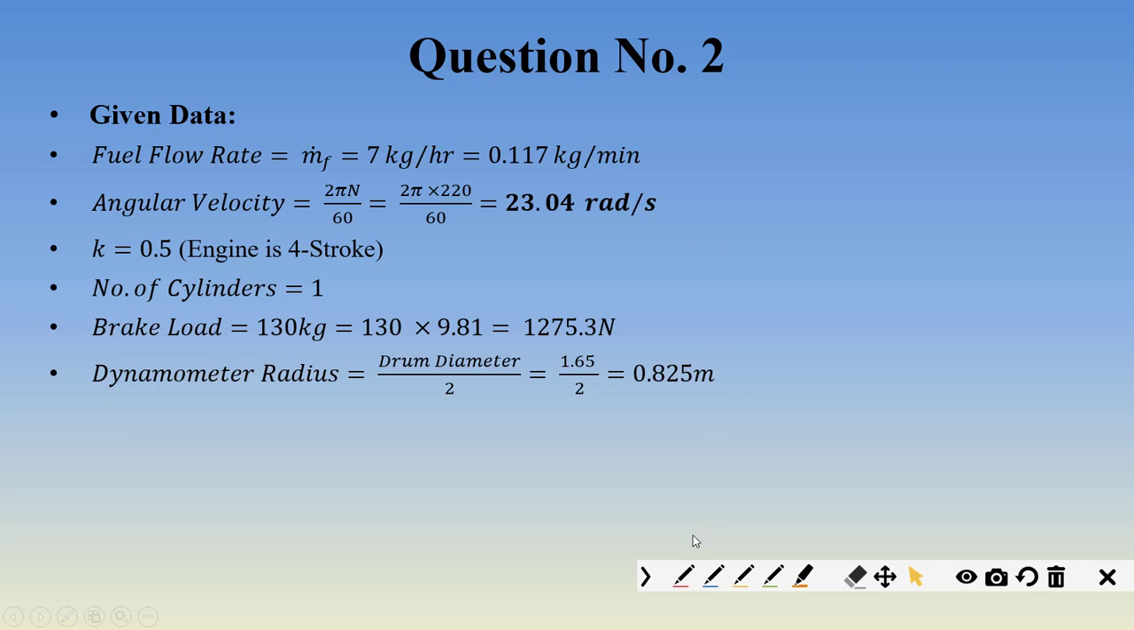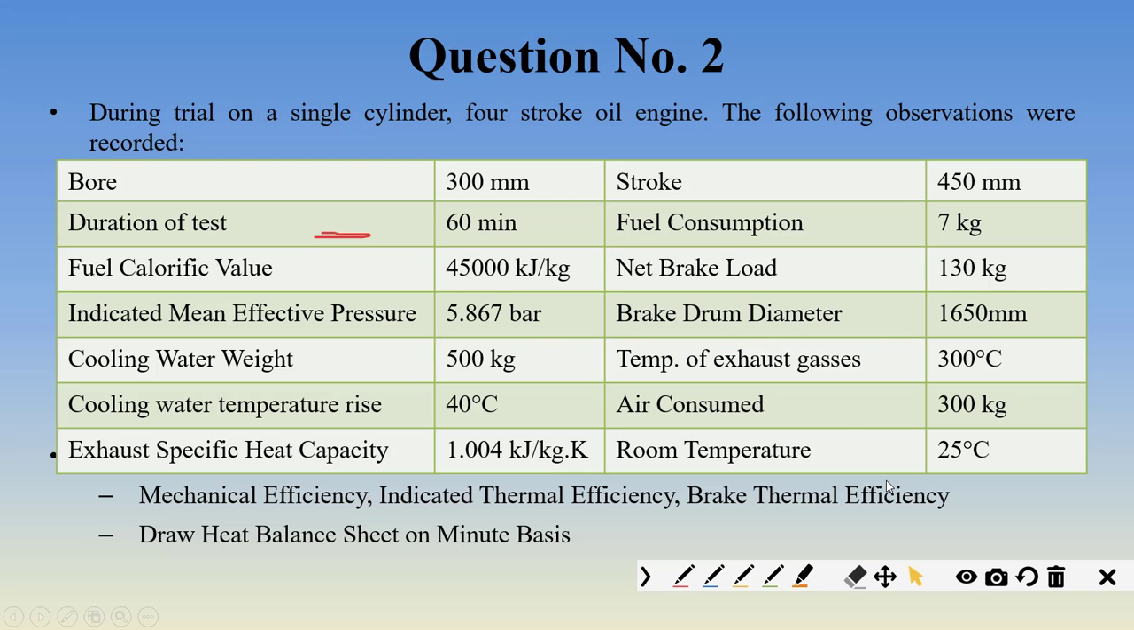So this is the given data. Again over here I have done the same thing. I have calculated the angular velocity. Angular velocity is omega. It is what? 2 pi N upon 60. They have directly given us the engine RPM. What is the engine RPM?